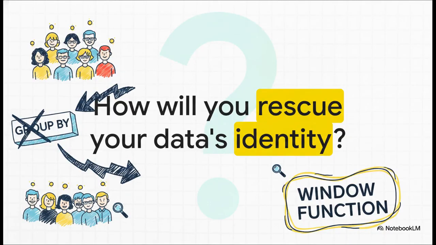So I'm going to leave you with this final thought. How are you going to rescue your data's identity in your very next query? Next time you instinctively reach for that group by, stop and ask yourself, am I analyzing my people or am I just erasing them? It's time to trade in the blender for the window function. Happy coding and keep your data's identity safe.